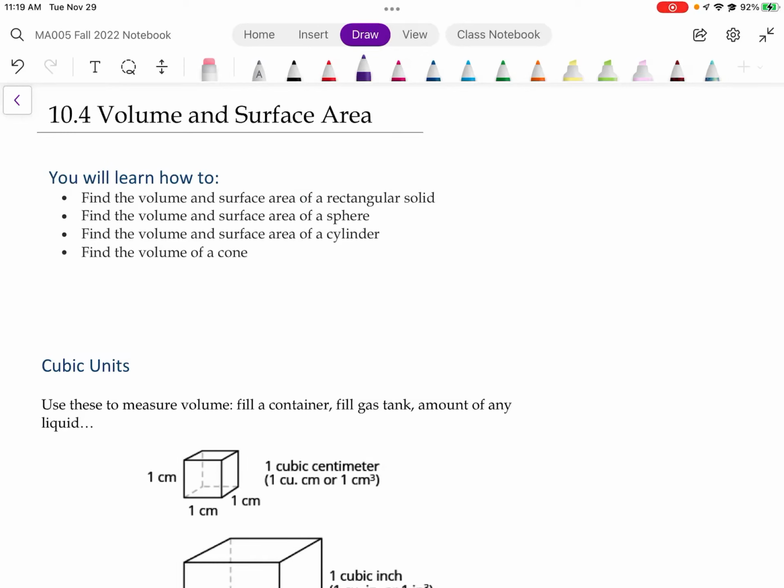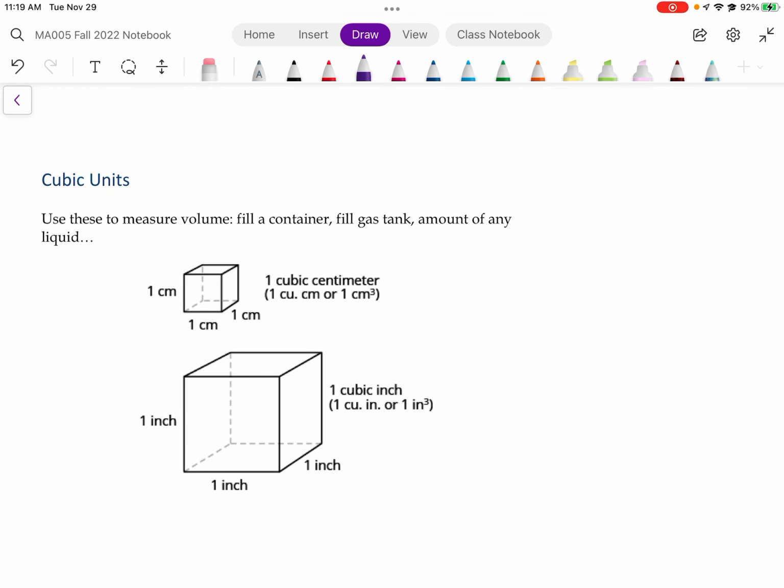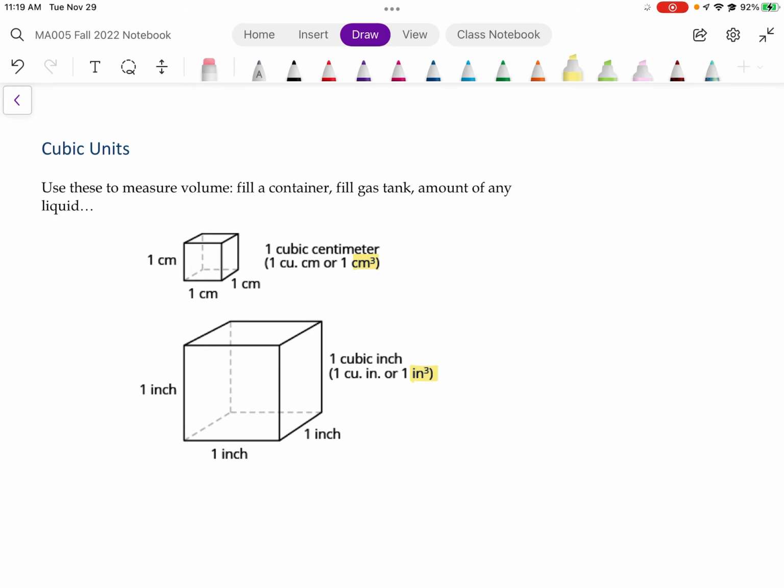Hi there, this is Professor Eckhouse, and I'm going to talk about volume and surface area of rectangular solids, spheres, cylinders, and the volume of a cone. All of these things that we're talking about volume are going to be measured in cubic units, regardless of the unit: centimeters, inches, feet, meters, it doesn't matter. That unit itself will be cubed, not the number cubed, although we do cube it depending on the shape, but when we say cubic units, we mean the unit itself is cubed.